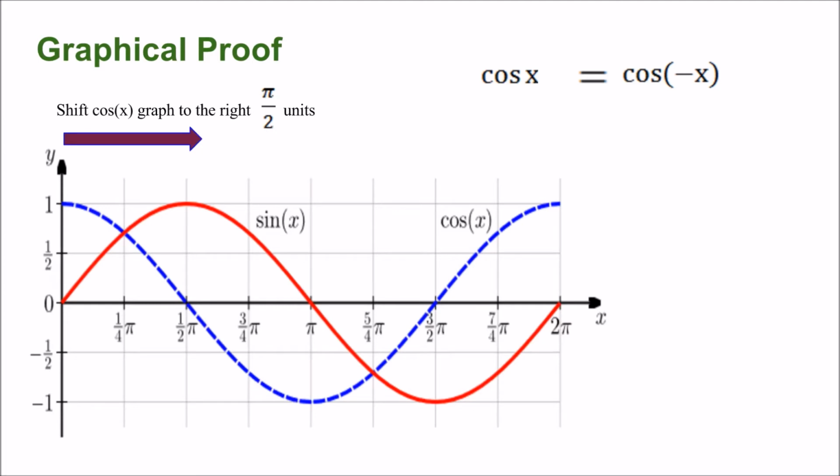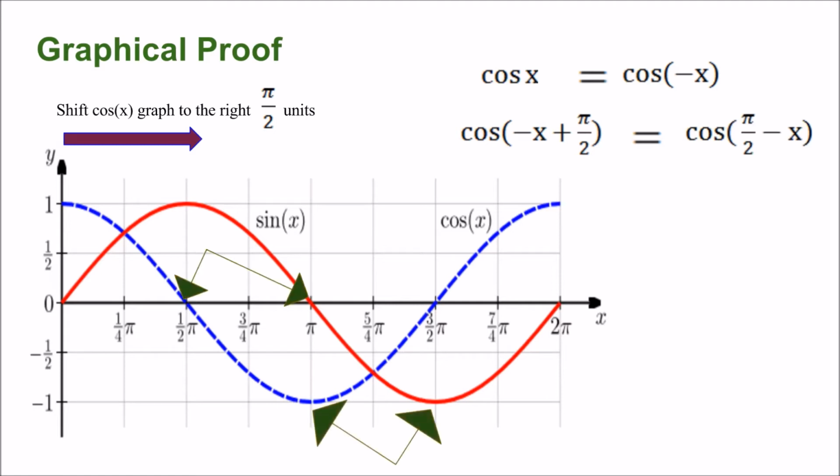If we shift the cosine x graph given below to the right pi over 2 units, we can write that as cosine of negative x plus pi over 2, because we stated that cosine x is equal to cosine negative x. And if we rearrange this, we obtain cosine of pi over 2 minus x. And now what is that?